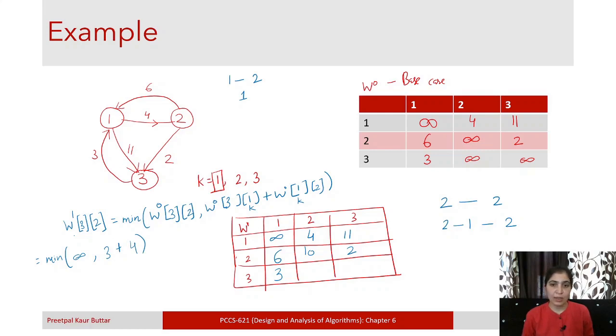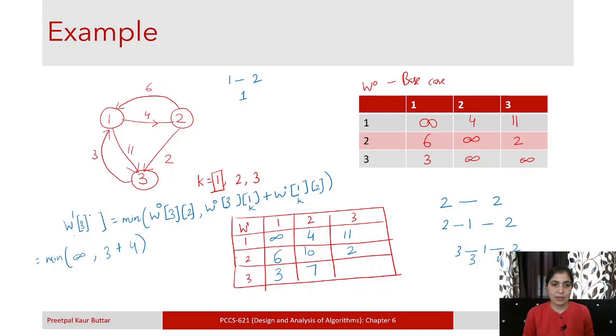So now we are getting an improvement over the previous matrix. It is 7. And if you analyze it, it is 3 to 2 using vertex 1. If you want to go from 3 to 2, there was no direct edge, so we try to go through vertex 1. First we go to 1, the distance is 3. Then from 1 we go to 2, the distance is 4. So the total distance we are getting is 7 here.